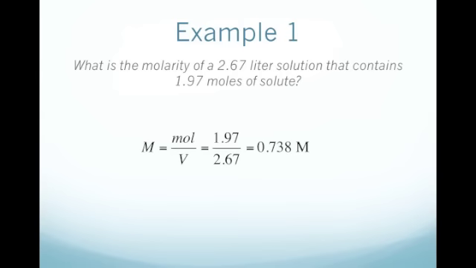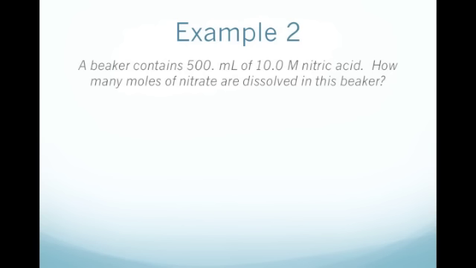Okay, let's take a look at another example. We have a beaker with 500 milliliters of a 10 molar nitric acid. How many moles of nitrate are in this? Remember, nitrate is what we use. Nitric acid, that's HNO3. So we're talking about nitrate here. All right, so how many moles are in there?